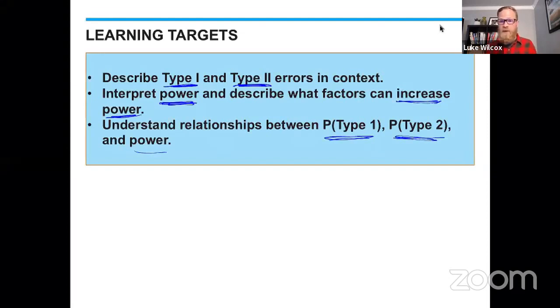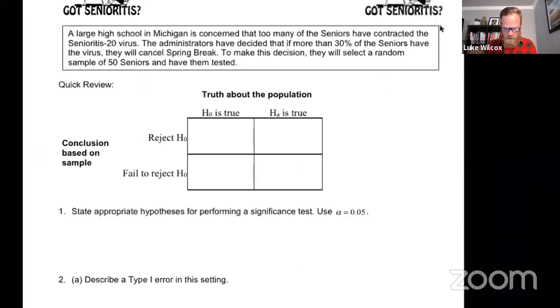So I will make sure that we check back in with these learning targets at the end of the lesson today, and we'll try to summarize what we learned for each one of these. Okay, so let's jump right into today's activity.